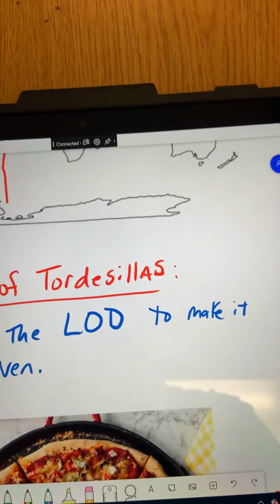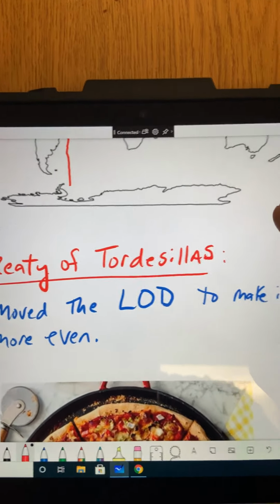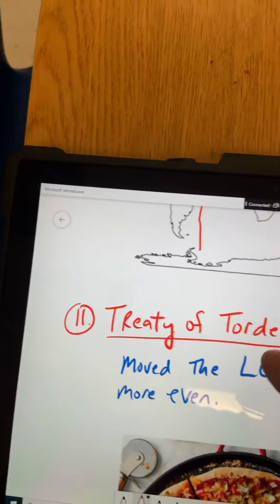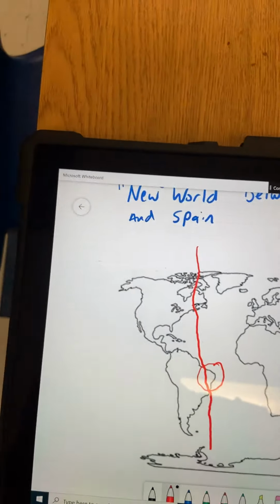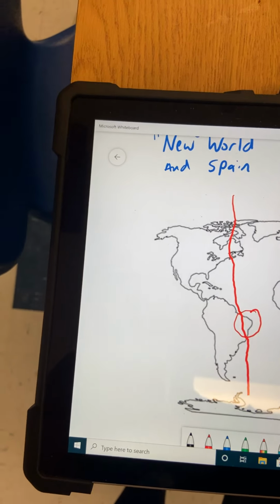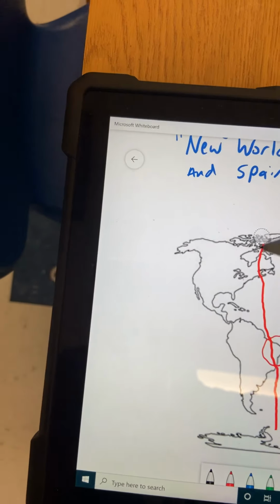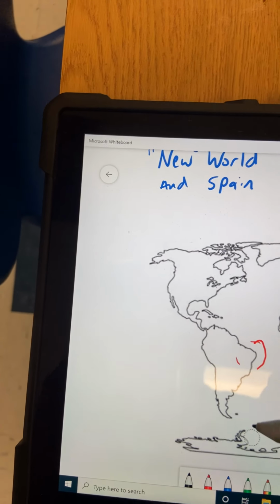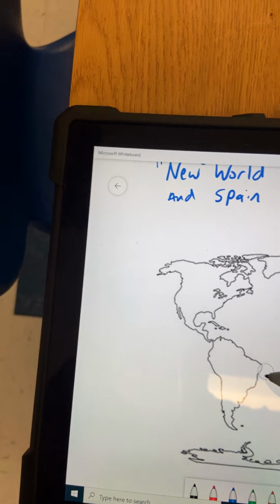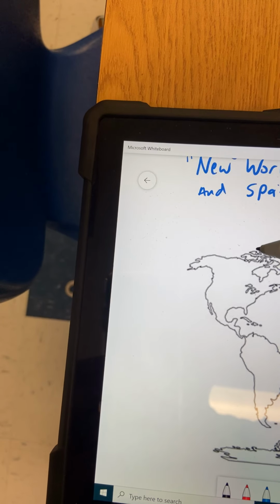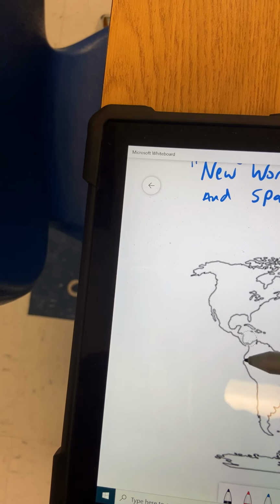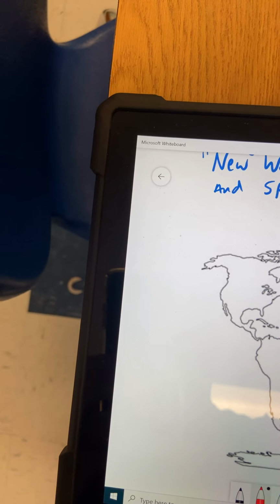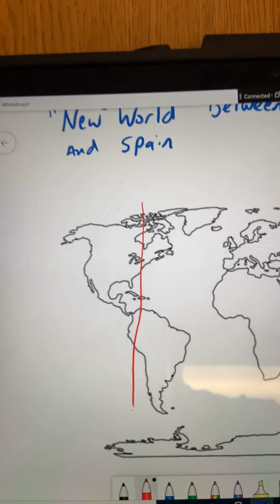Now, what the Treaty of Tordesillas did was it moved the line of demarcation, the LOD, to make it more even. So here's what we're going to do. We're going to erase this imaginary line that I drew. We're going to pretend we were at the Treaty of Tordesillas, and then we're going to come over and make it a little more even. As soon as I get my red marker. All right, now we just made it more even.